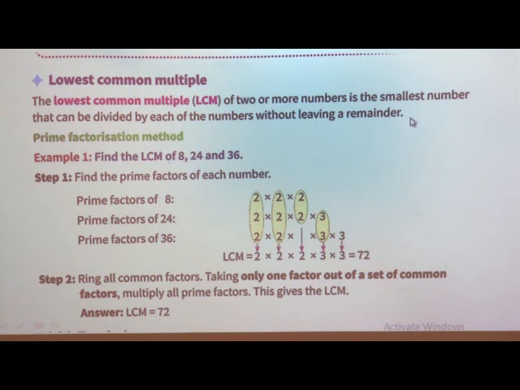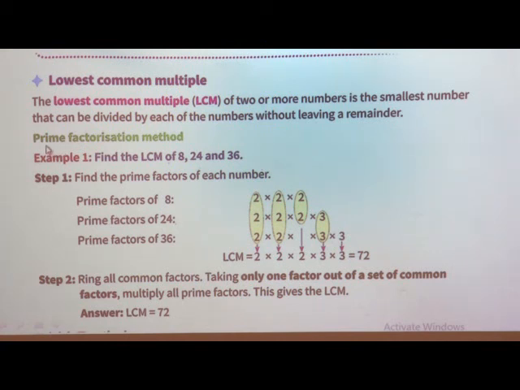Means the number you are getting should be divisible by that number, and the remainder should be 0. You should not get any number in the remainder. Again, what is the LCM? The lowest common multiple of 2 or more numbers is the smallest number that can be divided by each of the numbers without leaving a remainder. Now we have learned prime factorization, finding all the factors. Yes, we have learned the divisibility rule also.